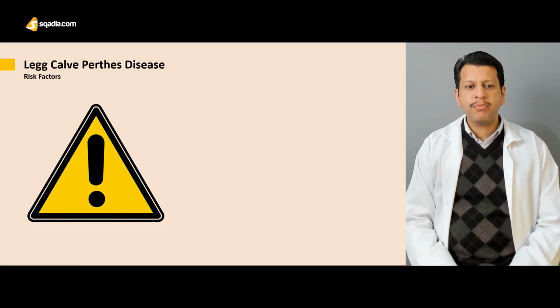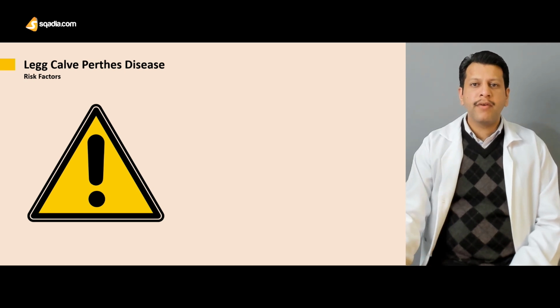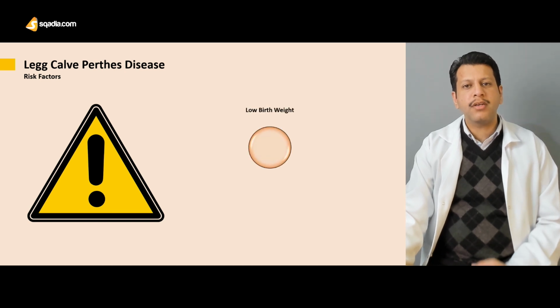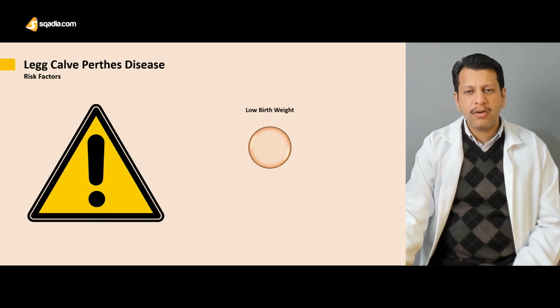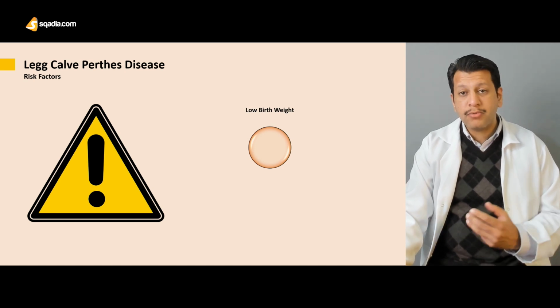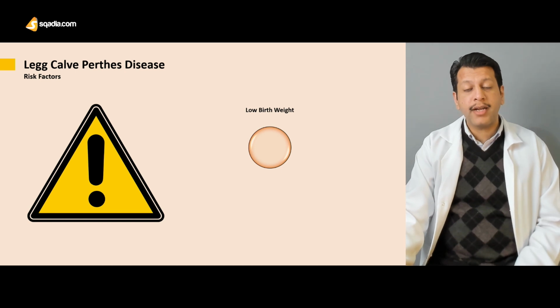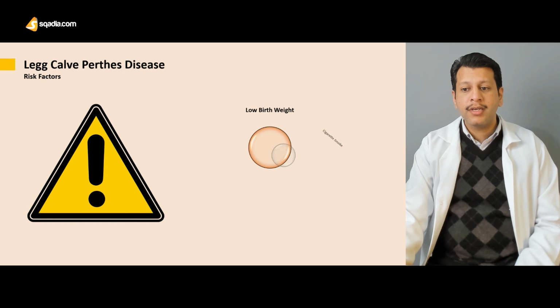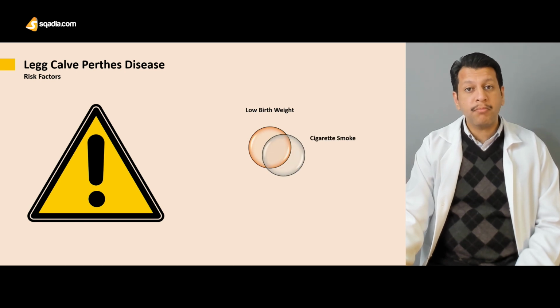There are certain risk factors which are associated with Legg Calve Perthes disease. The first, which is most commonly associated, is children who are born with a low birth weight. Therefore, when a child comes to you with a limp, you have to take the antenatal history to see whether this risk factor was present or not. The next is smoking in the mother.